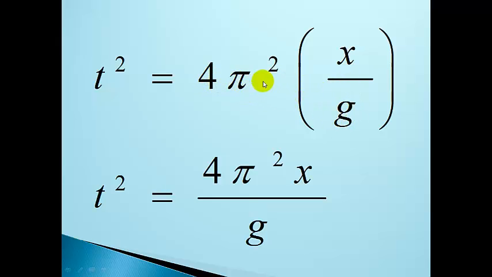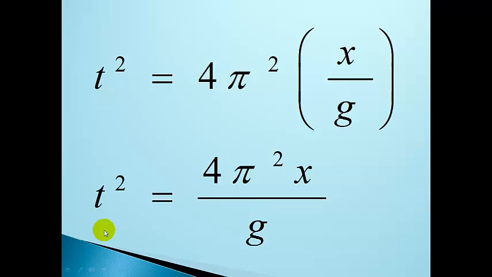Now when we multiply 4 pi square by x over g, we have 4 pi square x divided by g. Take note that we are making x the subject, so we have to cross multiply. Now t square is the same as t square over 1. That means that the denominator here is 1, but because t square over 1 is the same as t square, that's why the 1 cannot be seen. Now we have to cross multiply in order to make x the subject. So we multiply g by t square, and it's equal to 4 pi square x times 1. That's the denominator of the t square.